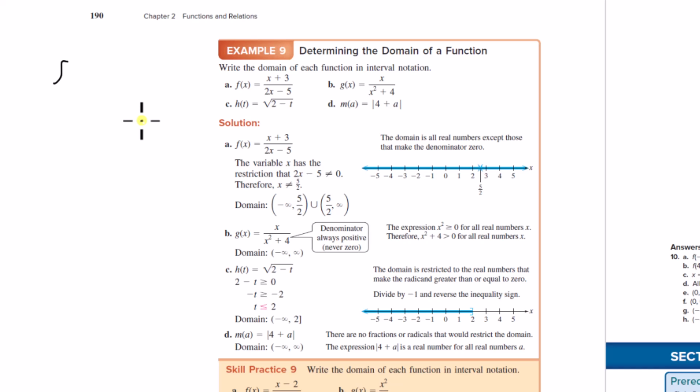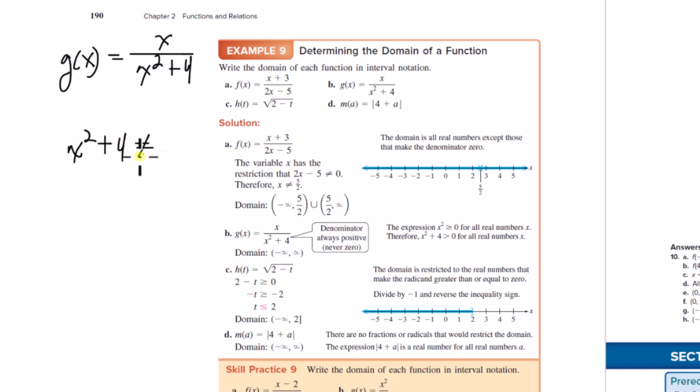So, okay, what about g of x is equal to, what about this function? Well, there are no radicals, but there is a division, so x squared plus 4 can't be equal to 0. Other than that, you can input whatever you want. Well, okay, this is nice because this can never be equal to 0. There's no solution to x squared plus 4 is equal to 0. So you can input whatever you want here.